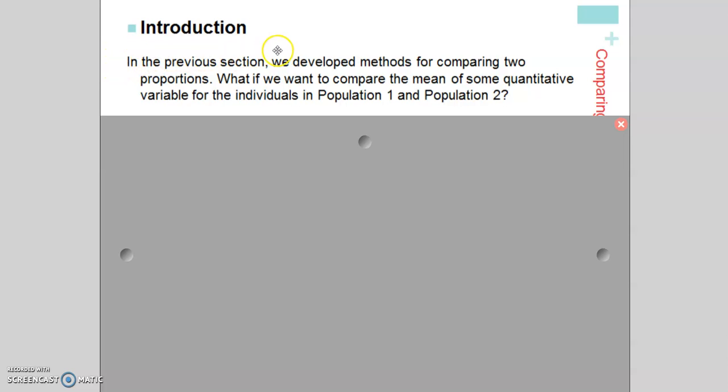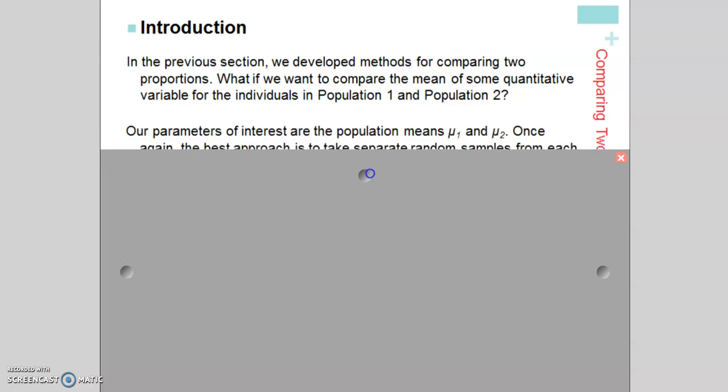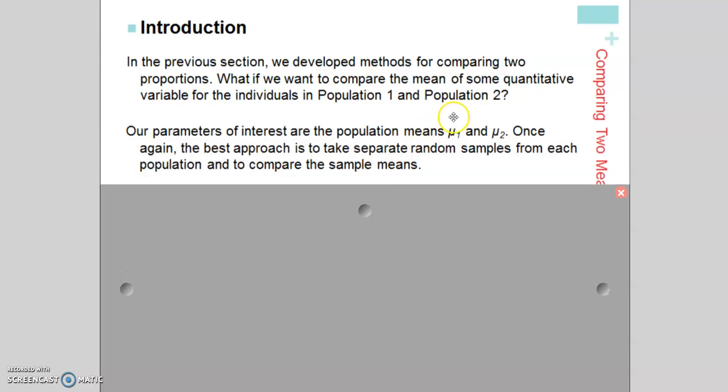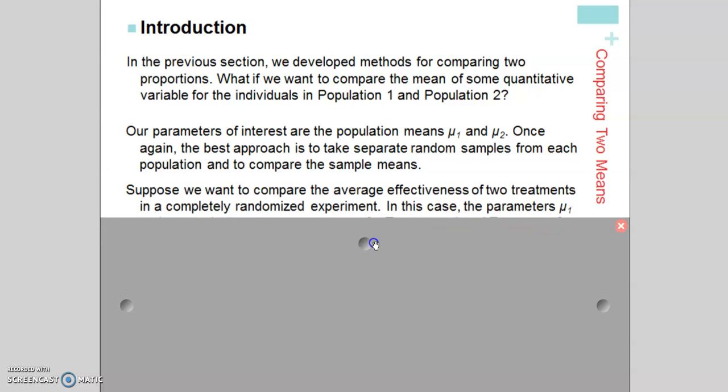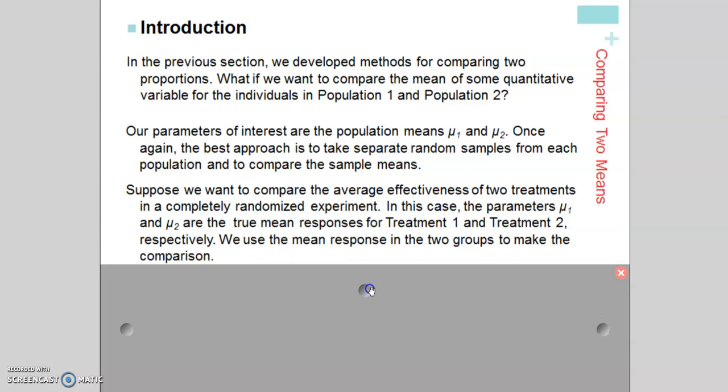In a previous section, we developed methods for comparing two proportions, like I said, but what if we wanted to compare the mean of some quantitative variable for two populations? So the parameters we're interested in now are mu1 and mu2, those are means. And once again, the best approach is to take separate random samples from each and to compare those sample means.